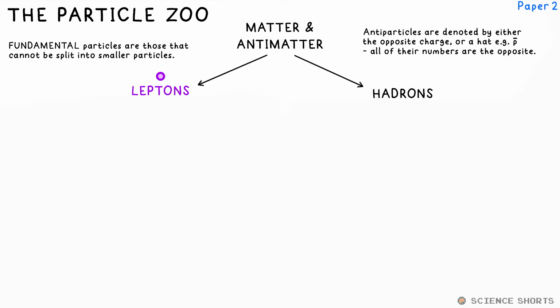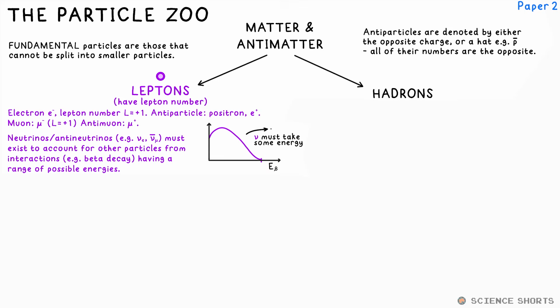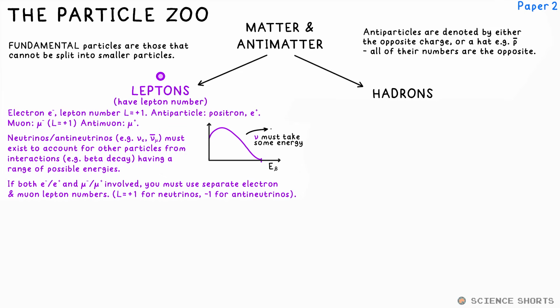All particles are put into the groups hadrons and leptons. Leptons are fundamental particles, and they include the electron, muon, that's just a heavy electron essentially, and neutrino, that has no charge and essentially no mass. These will have a lepton number of 1, whereas their antiparticle equivalents have a lepton number of -1. Neutrinos can also be specifically electron neutrinos or muon neutrinos, so you have to treat their lepton numbers separately if an interaction involves both electrons and muons.